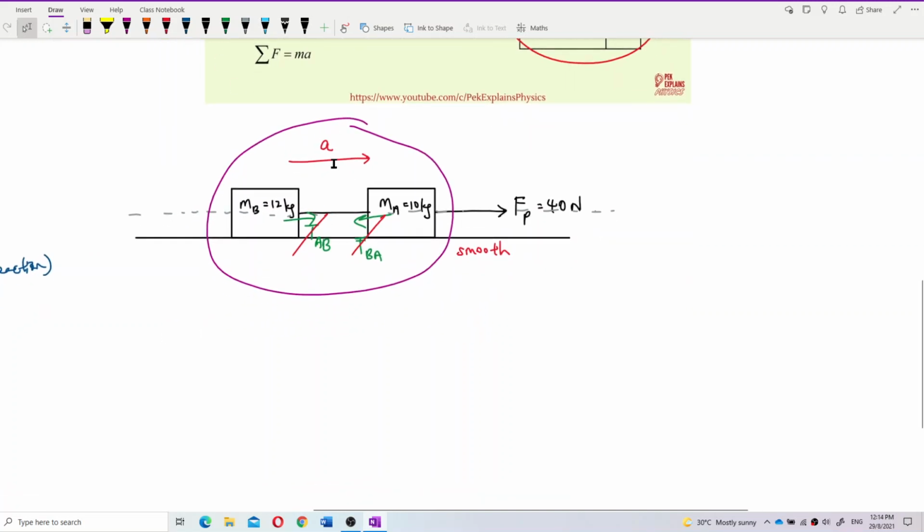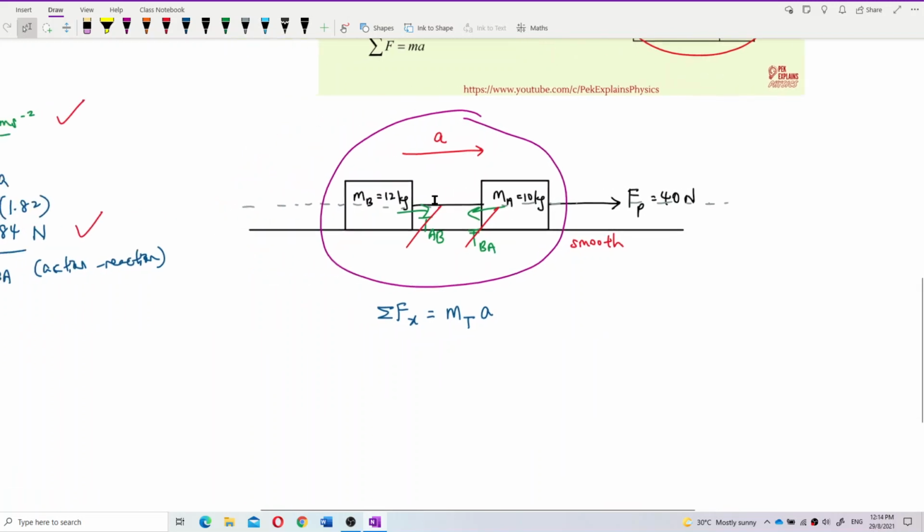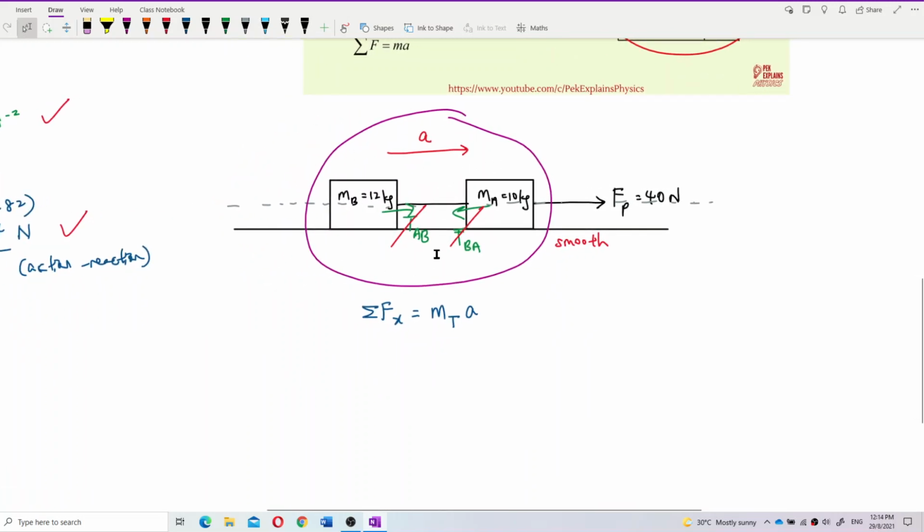Let us find the acceleration if the question asks for acceleration only. So the total Fx is equal to the total mass times acceleration. This is not an individual mass, but the total mass of both, because we combine them as one object. What are the forces in the x component? There is no friction. If there were friction, we would need to include it, but here there is none.